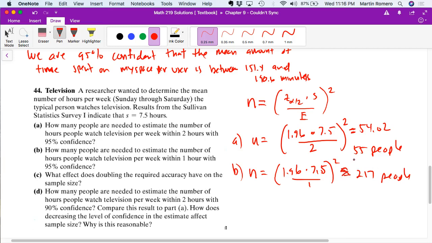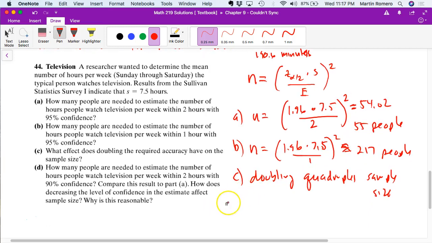And so it looks like what effect does doubling the required accuracy have on the sample size? On part C, it looks like doubling the accuracy, you want to go from 2 to 1. Doubling the accuracy quadruples, means multiply by 4, the sample size. You see it goes from 55 to 217, so it quadruples.